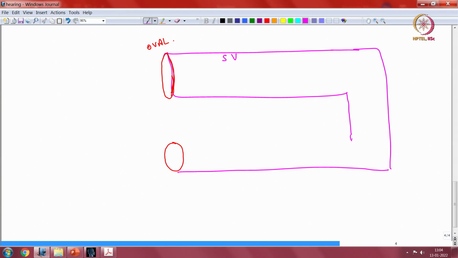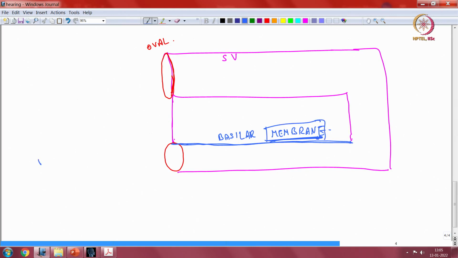and now what actually separates these two things? Yeah, so this is sealed. Now, what actually separates these two things is the basilar membrane. And that is a membrane. So, that is a key thing. So, what a membrane can do is oscillate.